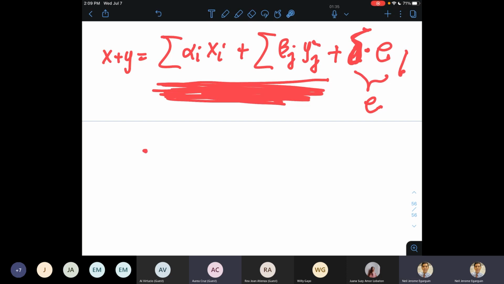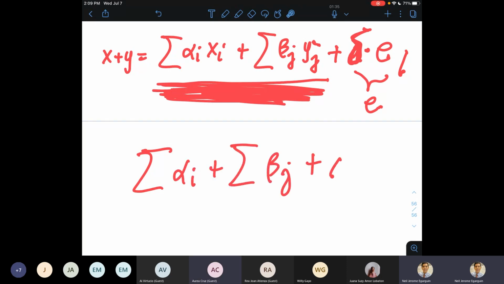Right. So ano na ngayon yung sum ng scalars? Sum ng alpha i, sum ng beta j, plus delta, right? That's the sum of the scalars. And I want this to be equal to the unity. Pero ang sabi natin, I have a free hand in putting that delta because any delta I choose will give me back the zero vector as the last term in the expansion for x plus y. Kasi wala siyang epekto, di ba?